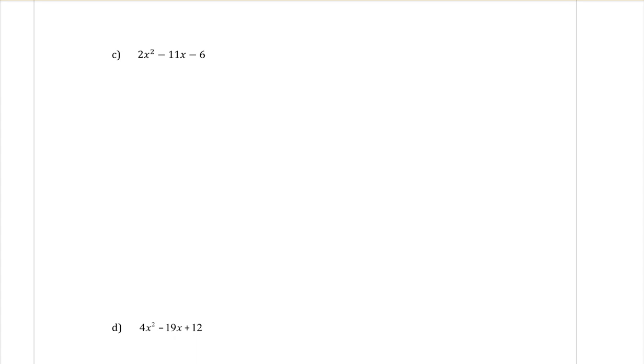Okay, part C, let's do it again. 2x squared minus 11x minus 6. The first thing that you do is multiply the 2 with the minus 6. 2 times minus 6 makes minus 12. The number in the middle, the negative 11, the numbers have to add to give a negative 11. So this is what I'm working with over here. The two numbers multiply to give negative 12 and they add to give negative 11.